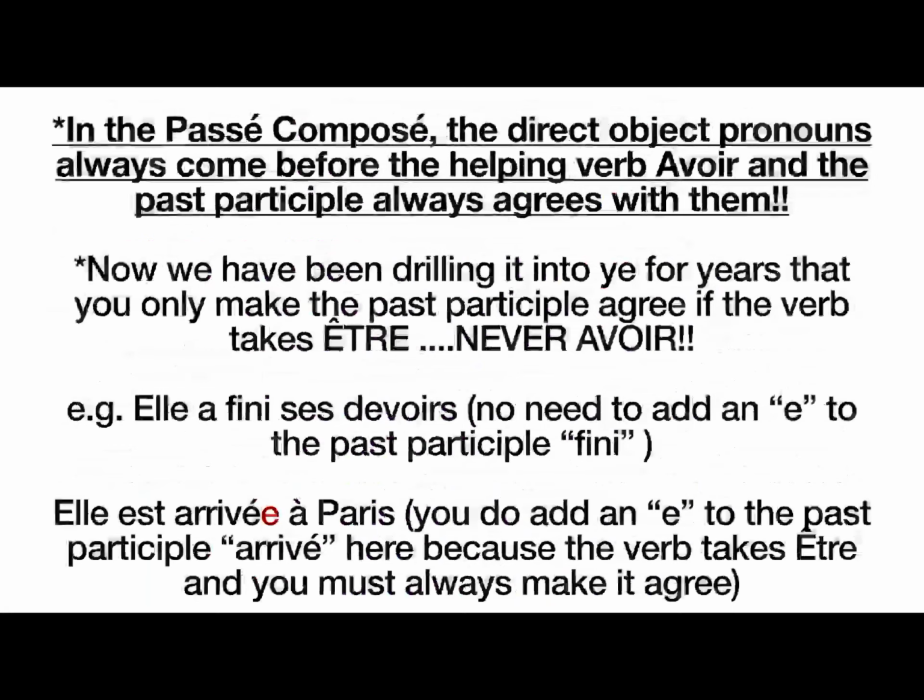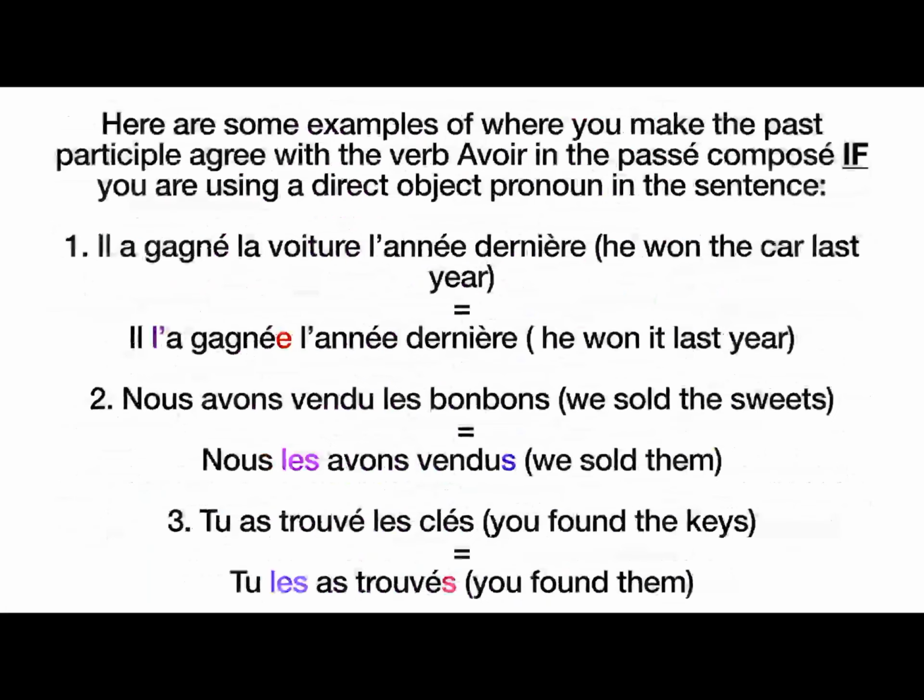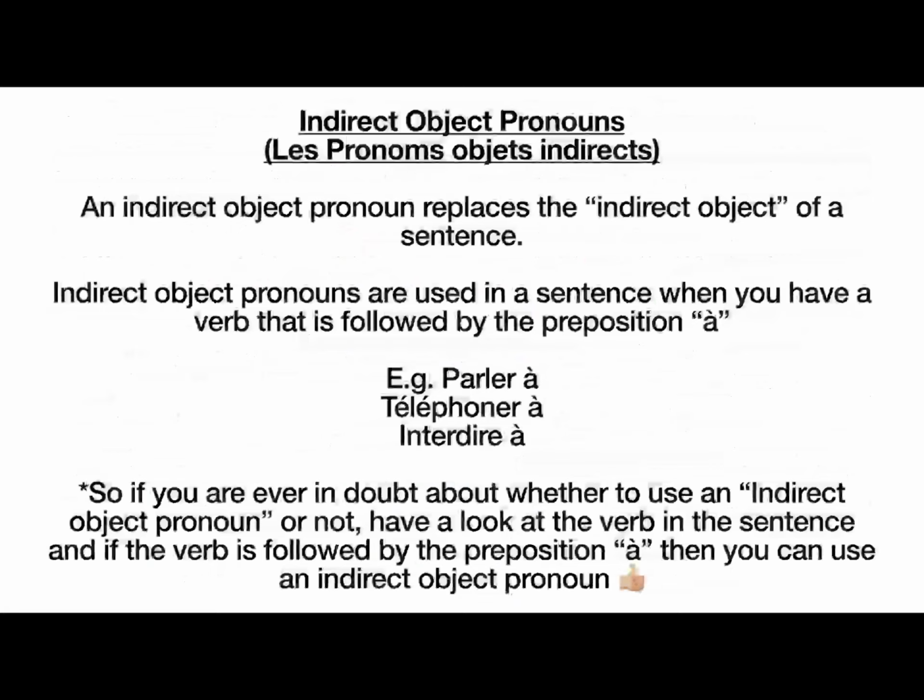Then we finally learned that in the passé composé, normally, if the verb takes the helping verb être, you make the past participle agree. However, if in the passé composé you have a direct object pronoun coming before the helping verb avoir, then you can make the past participle agree. Okay, so I told you we're not going to dwell on this rule too much. It's not going to affect your written work. Okay, so let's move on to more pronouns.